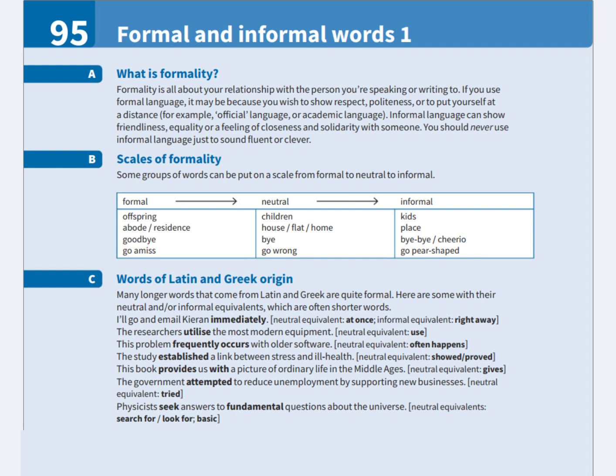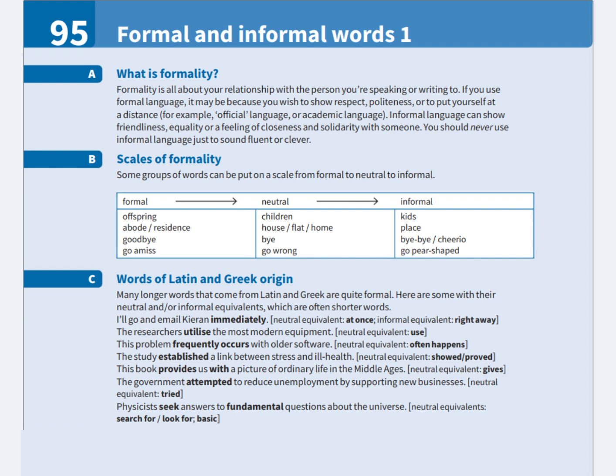A. What is formality? Formality is connected with your relationship with the person you are speaking or writing to. You may use formal language to show respect or politeness. You may also use it to create a certain distance between yourself and the other person. Formal vocabulary is common in official language and academic language. By contrast, informal language can express friendliness, equality, closeness, and solidarity. However, you should not use informal expressions simply because you think they will make you sound more fluent or clever. The language you choose should always be suitable for the person, situation, and purpose.